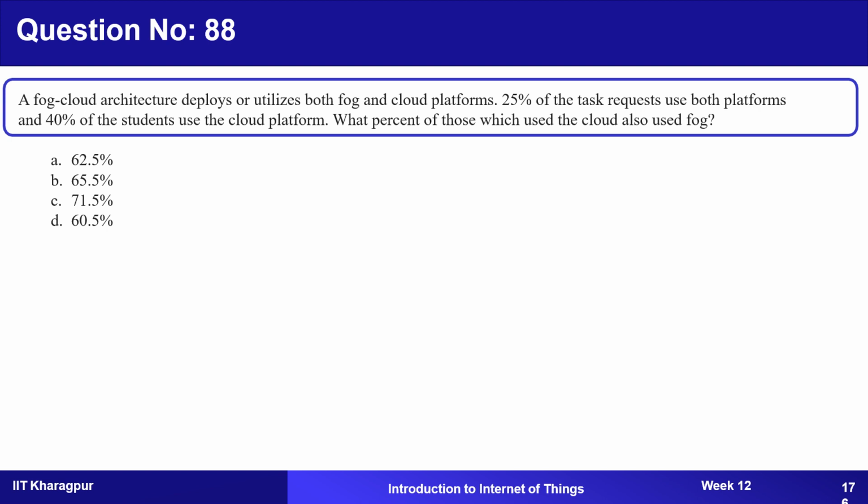Next question is, a fog cloud architecture utilizes both fog and cloud platforms. 25% of the task requests use both platforms, and 40% use the cloud platform. What percent of those which use the cloud also used fog? Options are 62.5, 65.5, 71.5, 60.5. This is a mathematics sets question.